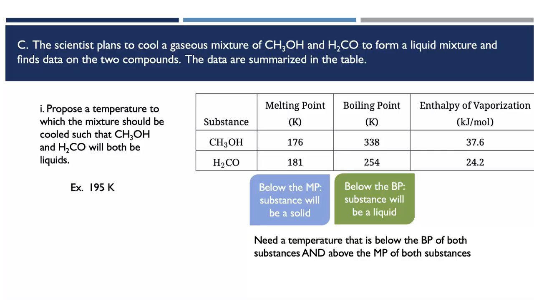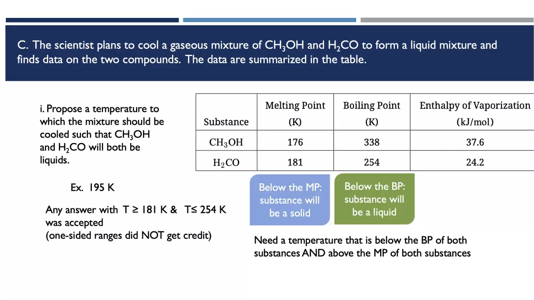There were a range of answers that were acceptable for this problem. Any answer where the temperature was greater than or equal to 181 Kelvin and where the temperature was less than or equal to 254 Kelvin was accepted for credit. If you did a one-sided range, if you just said above a certain value or below a certain value, you did not get credit. You had to have either a specific number or a range that was in that region. That's what you needed to write for 1 point.